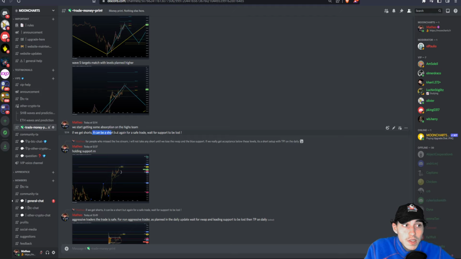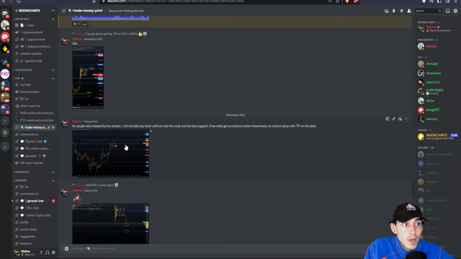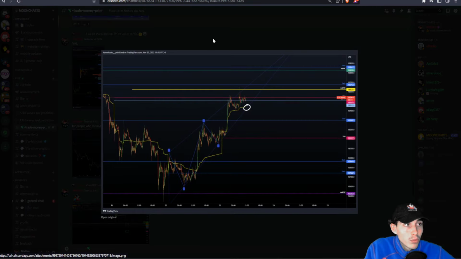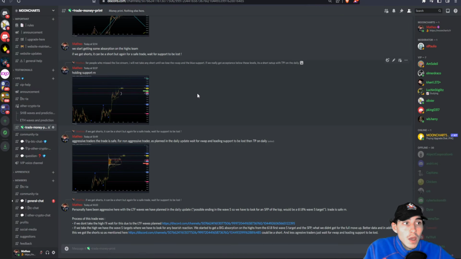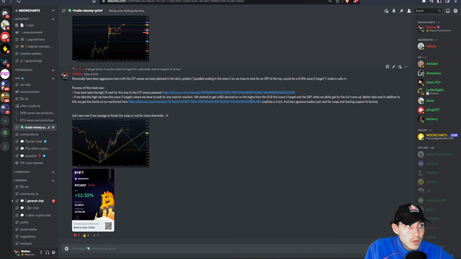If we get the short, it can be a short, but again, for a safe trade, if you want to trade it safe, just wait for the support to be lost. So to speak, the support I just sent you earlier here, the support, the VWAP, and the bottom of the leading. Okay. So really easy process clearly, and so this could be a short for a less aggressive trader. Just wait for the VWAP and the leading support to be lost.